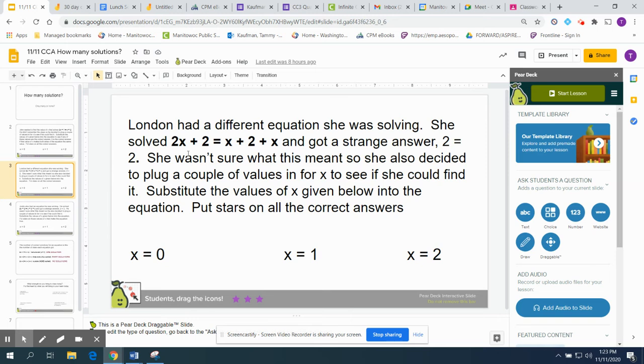And if I look at the left side and the right side, they're the exact same expression once I simplify them. The left side is 2x plus 2, and the right side is 2x plus 2. So it makes sense that anything would work because they're the same expression on both sides of that equal sign. So that would be infinite solutions.